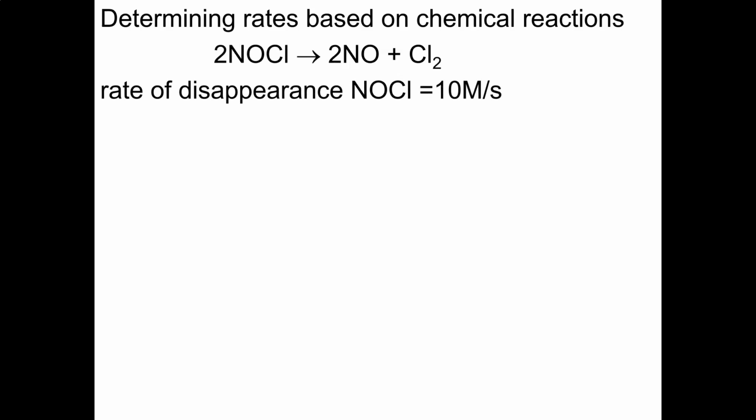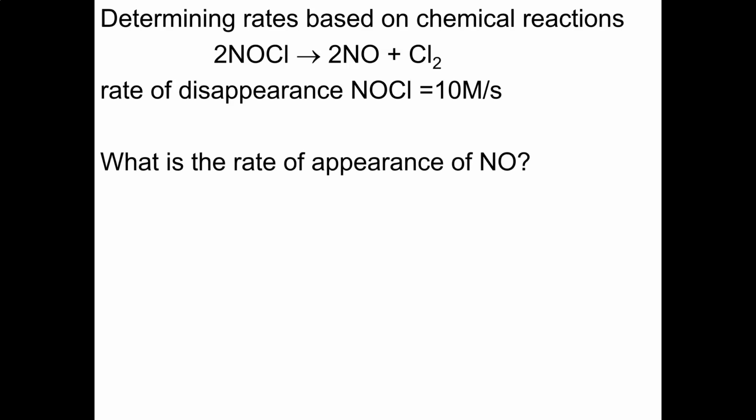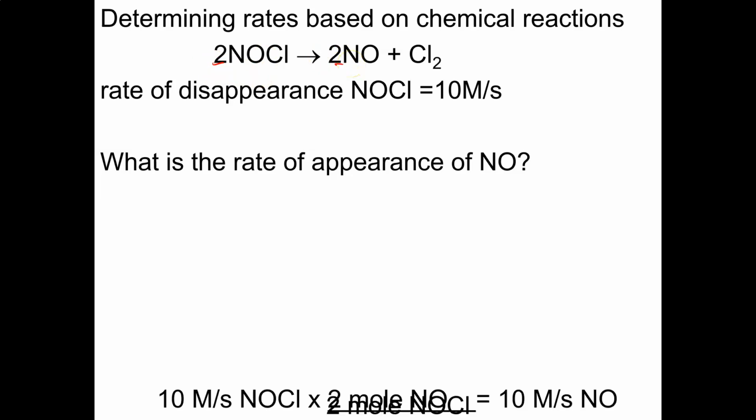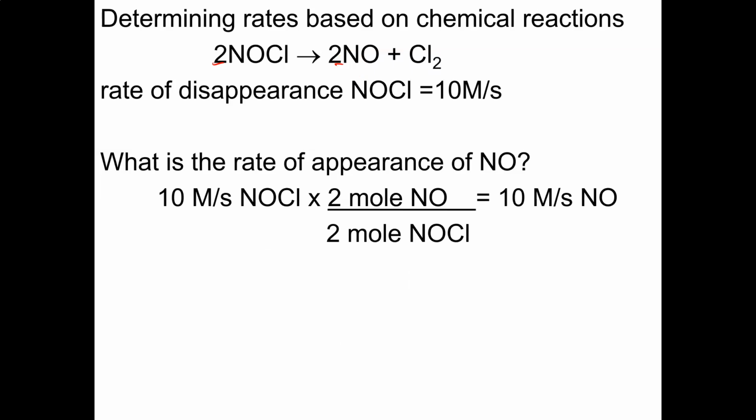So the rate of disappearance of NaCl is 10 molar per second. Wonderful. So every second you're losing 10 molar per second. Technically it's a negative 10 molar per second. So the question is, what is the rate of appearance of NO? Well, you notice the ratio of NaCl to NO is 1 to 1. So guess what? The rate is going to be the same. As fast as NaCl disappears, NO appears.